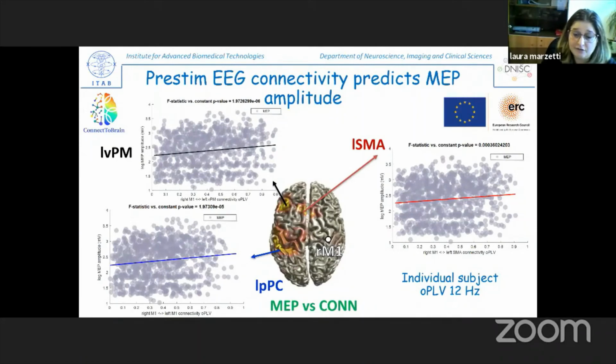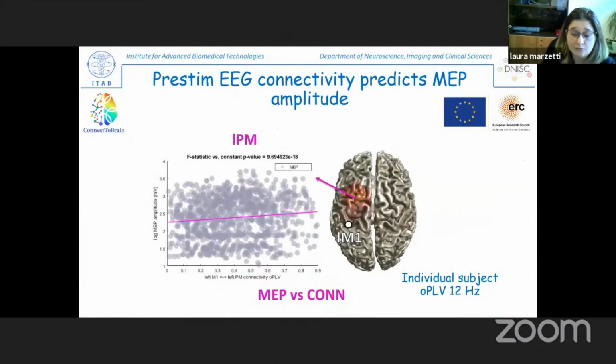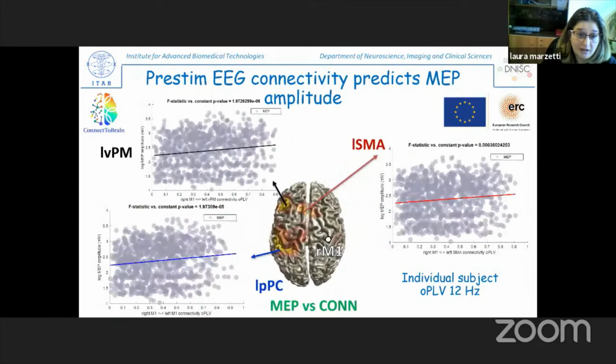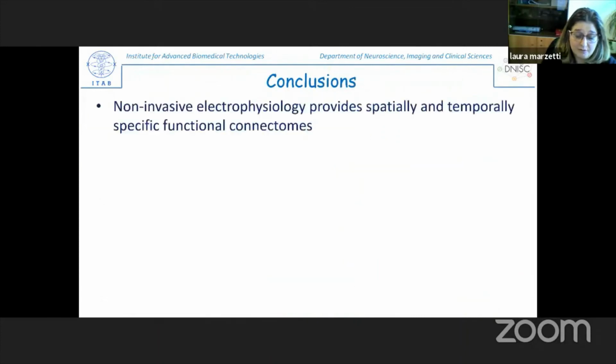So the idea is that if we are able to show that post hoc in these subjects and in all this set of trials, these connectivity changes have something to do with this MEP, then possibly it would make sense in real time to stimulate those regions that appear to be related to the site of our stimulation. And okay, so I'm basically done.